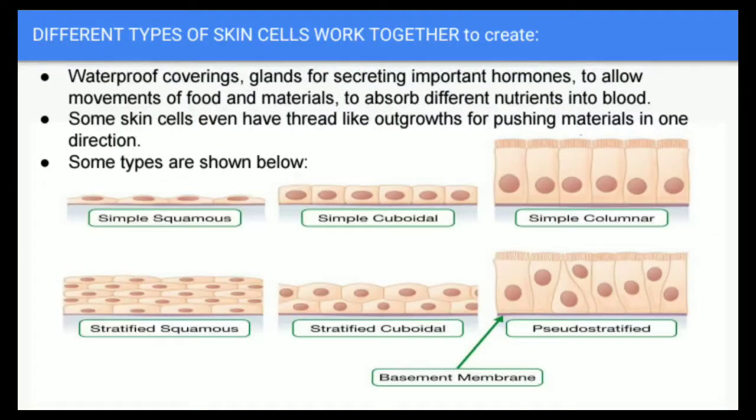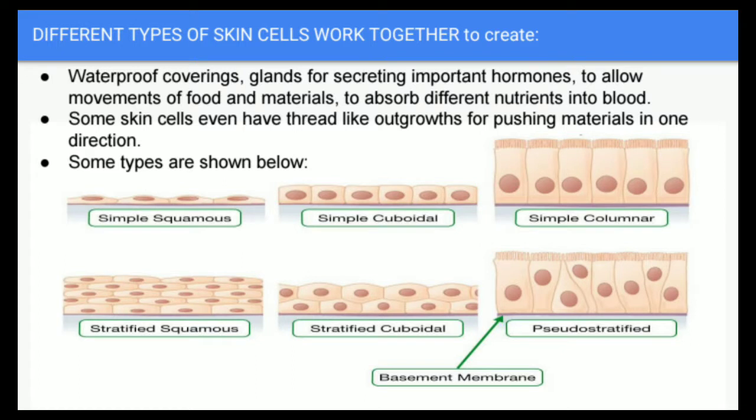There are different types of skin cells which work together to not only protect us, but they create waterproof coverings, they create glands for secreting important hormones, they allow movement of food and material through our esophagus, that is food pipe. They also help in absorbing different nutrients into the blood, as you know, in the digestive system. Some skin cells even have thread-like outgrowths which push the material in one direction. They are called cilia.